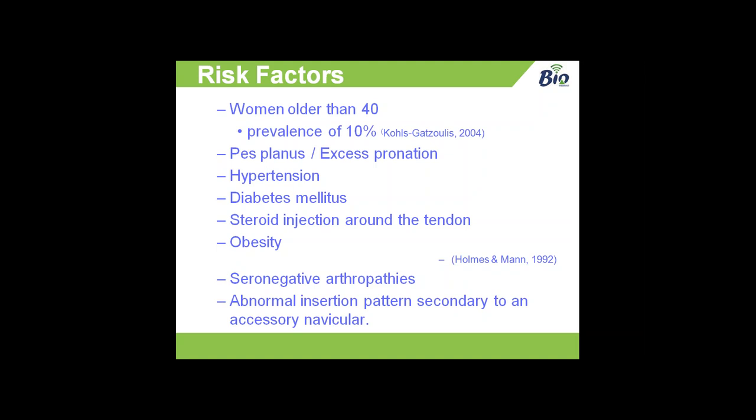Also, you've got your seronegative arthropathies, such as ankylosing spondylitis, Reiter's syndrome, psoriatic arthritis, and juvenile idiopathic arthritis. There are a few more as well. And then, as I mentioned earlier when I talked about the anatomy, there are a few people that have slight anatomical variations. So maybe something like an accessory bone, that can alter the leverage and then weaken the tendon, but they tend to be a little bit few and far between.